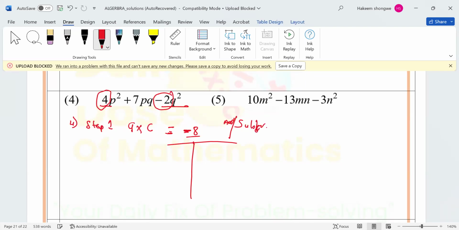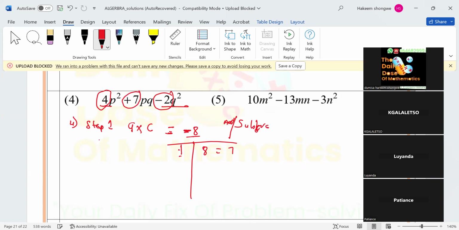Okay, so what are we doing? Are we adding or subtracting? Subtract. Okay, we want factors of 8 that, when we subtract, give us 7. 1 times negative 1 times 8. 1 minus 1 goes with the 8. If you say this one and this one, it gives you 7. And then we are done with step 1.